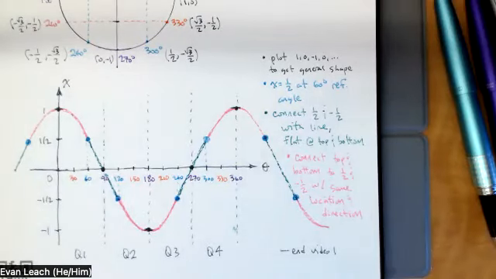Let's graph the y-coordinate going around the unit circle in the same way. We're going to follow these same steps with one change. We're going to plot the 1, 0, negative 1, 0, 1, 0, negative 1, 0 to get the general shape, the up and down shape.